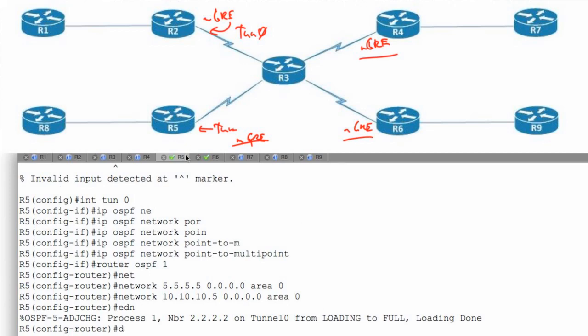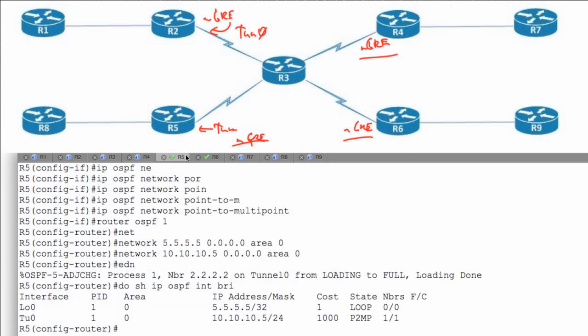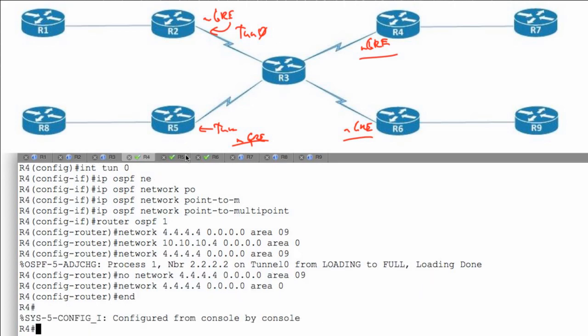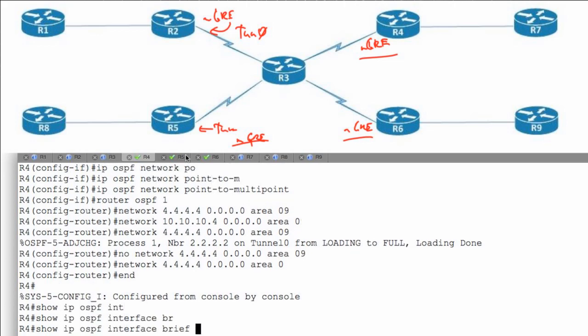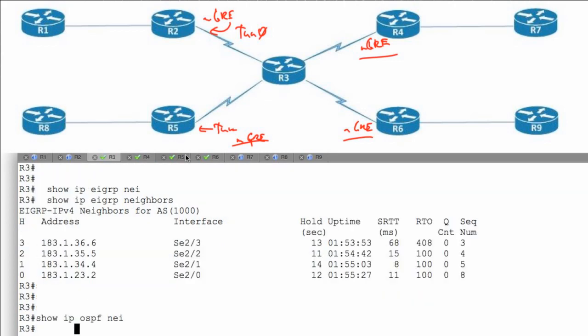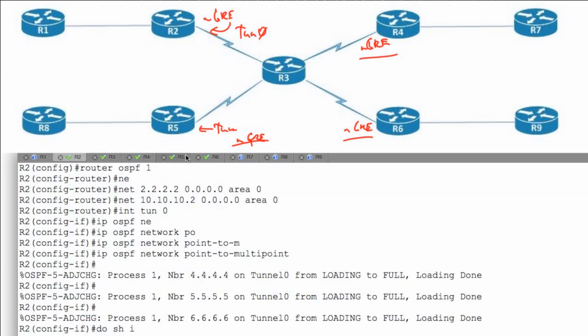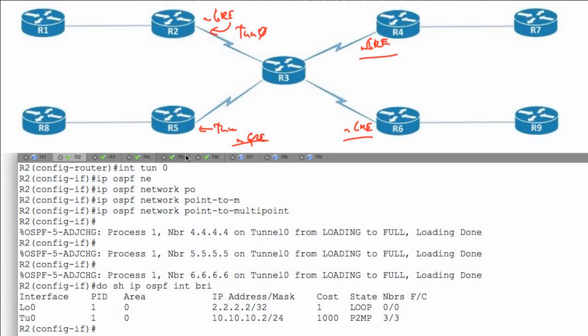Go to 5, do show IP OSPF interface brief, point to multipoint, loopback. Then show IP OSPF interface brief on the next router, point to multipoint, and then lastly on the hub, do show IP OSPF interface brief, and we see point to multipoint.